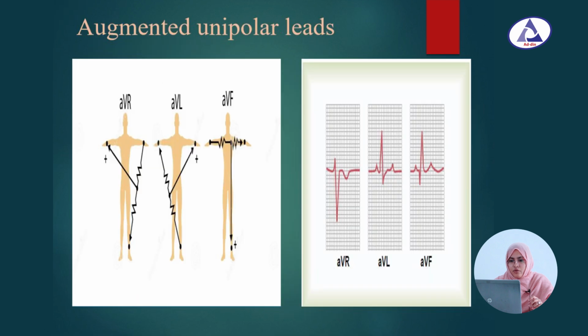Now the augmented unipolar limb leads. In case of AVR, the positive electrode is attached to the right arm and indifferent electrodes are attached to the left arm and left foot. In case of AVL, the positive electrode is attached to the left arm and indifferent electrodes are attached to the right arm and left foot. Lastly, in case of AVF, the positive electrode is attached to the left foot and negative electrodes are attached to the right arm and left arm.